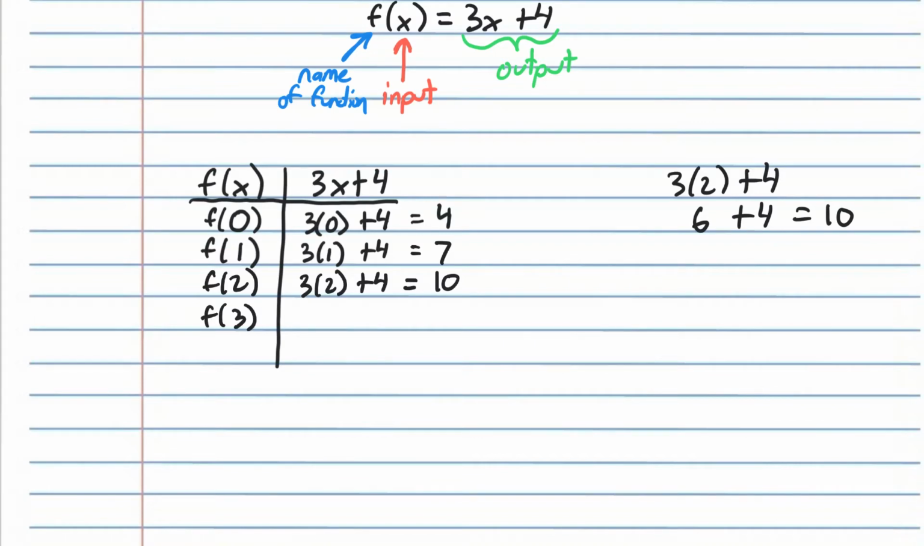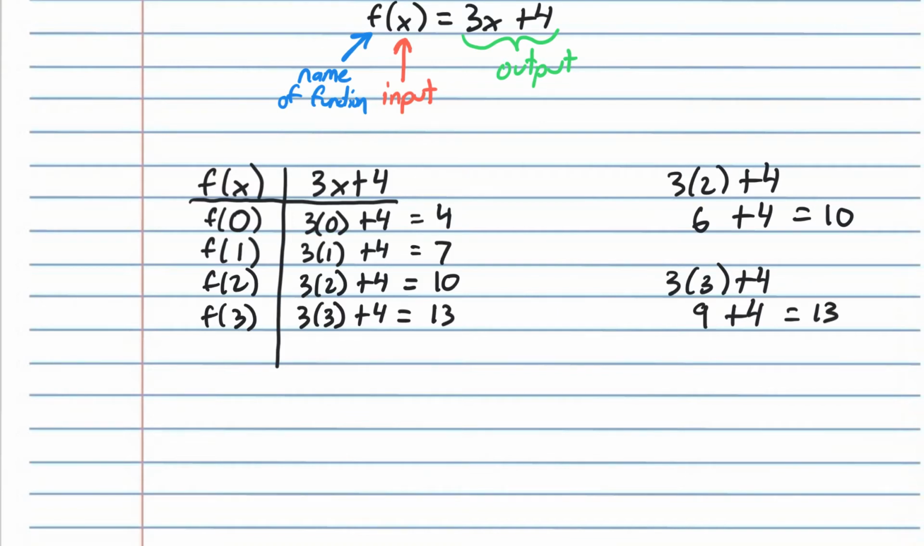And last one, let's go ahead and do f of 3. Let's plug in 3. Again, we can go off to the side if we need to. 3 times 3 is 9. And 9 plus 4 gives us 13.